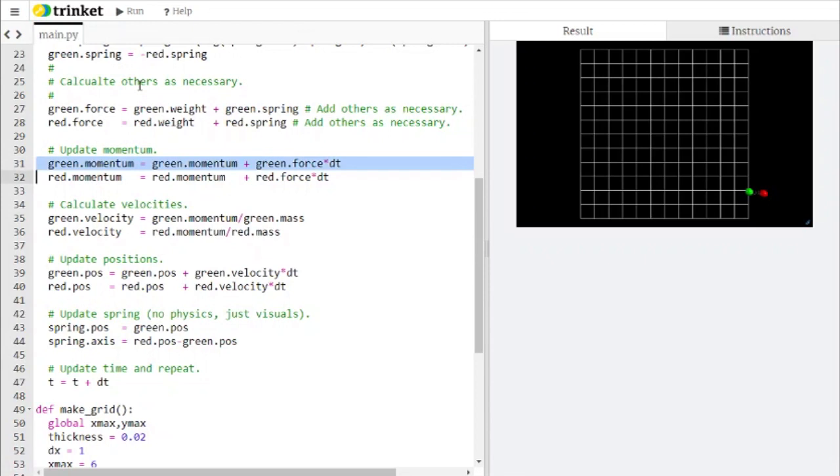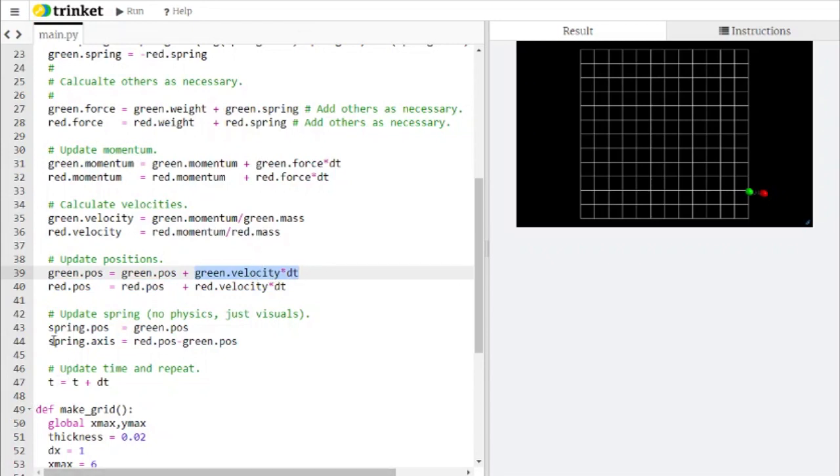We update the momentum. Again, momentum changes by the force times dt. And then we update the velocity. That's going to be set to the momentum divided by the mass. And then we update the positions. So that gets increased or decreased by the velocity times dt.